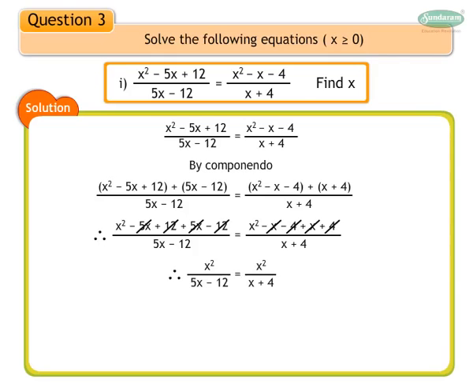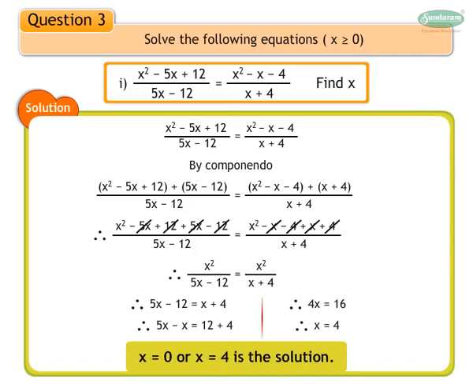Now since numerators on both the sides of the equation are equal, the denominators are also equal. Hence, 5x − 12 = x + 4. Therefore, 5x − x = 12 + 4. Solving this equation for x, we get x = 4. x = 0 or x = 4 is the solution.